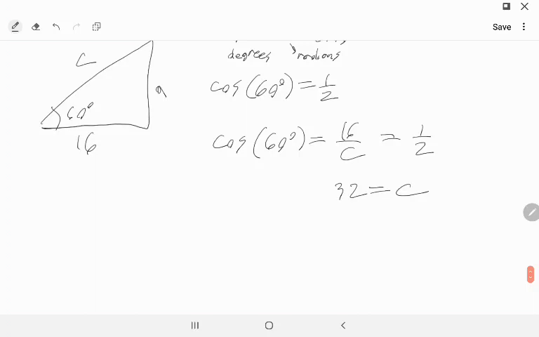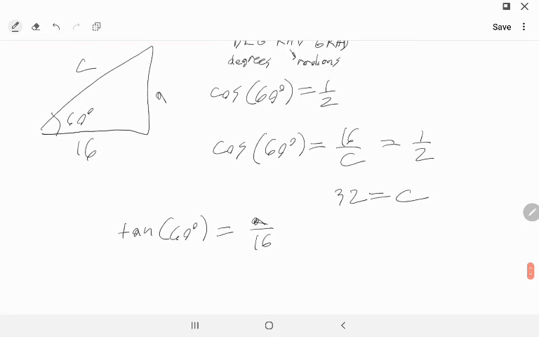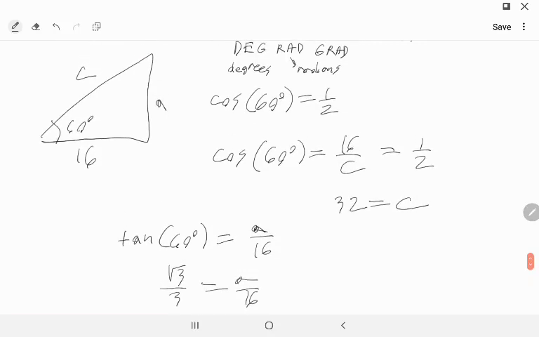We can find a from trig. We could say tangent of 60 is equal to a divided by 16. But that's a little bit messier because tangent of 60 is not quite as convenient. We would get radical 3 divided by 3 equals a divided by 16, and so a would equal 16 radical 3 divided by 3. Does that work right?